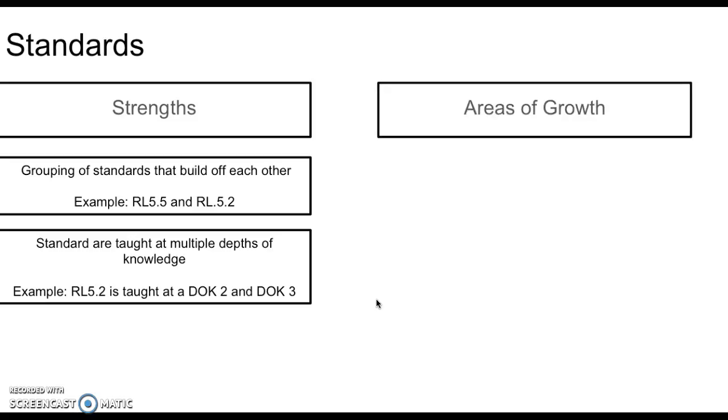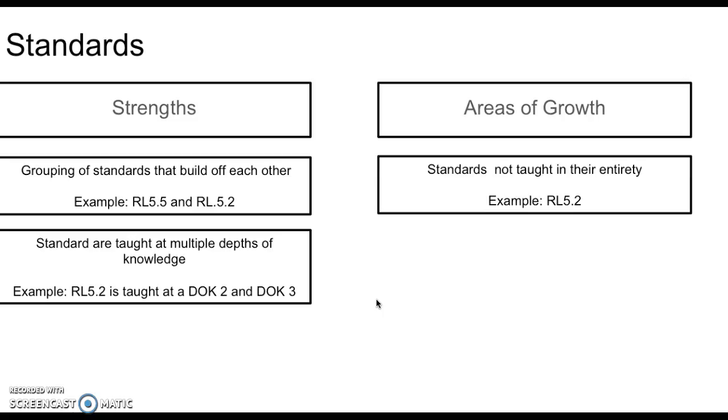An area of growth for this program in terms of the standards is that a few standards are not taught in their entirety. For example, RL 5.2 demands that students be able to do two things. The first part of the standard asks students to infer a theme, like previously described. The second part is related to summarizing. Students need to be able to write a summary and identify details that belong in the summary. In this unit, there's only evidence of teaching of the first part of the standard, but not the second part.